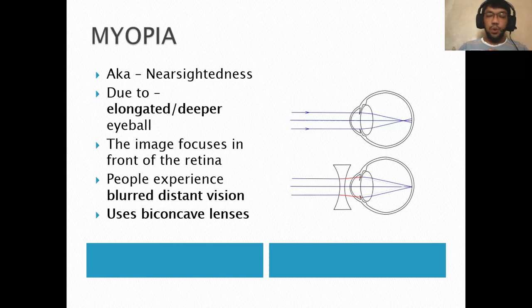So the image focuses in front of the retina instead. So people experience blurred distant vision. So objects that are far away, distant from you, you are going to experience that. And usually we use biconcave lenses to correct myopia.